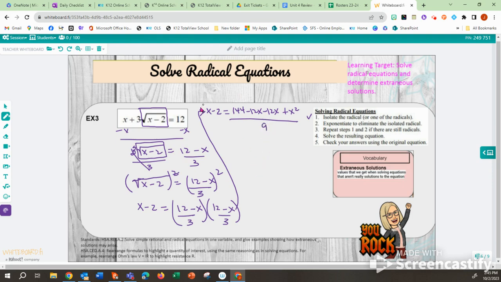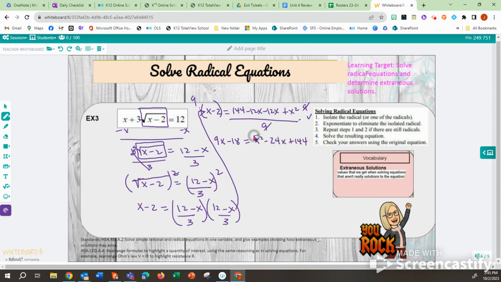I don't want that 9 in the denominator, so I'm going to go ahead and multiply both sides by 9. My 9s will cancel on the left-hand side. I'm going to get 9x minus 18. I'm going to combine like terms. I'm going to write my x squared first. So I'm going to get x squared minus 24x plus 144.